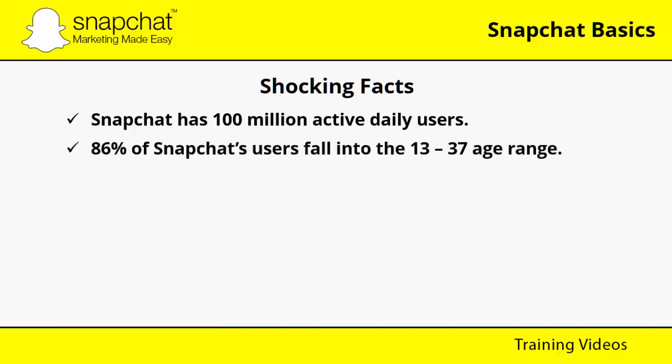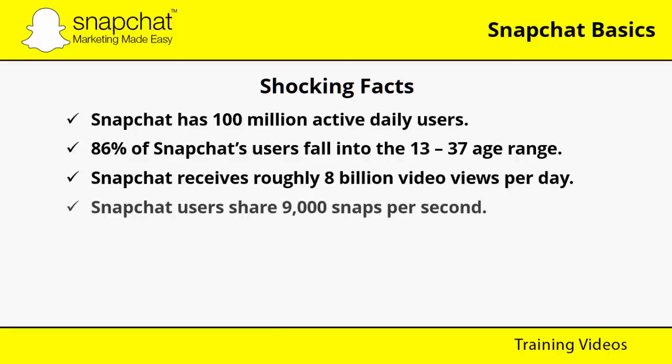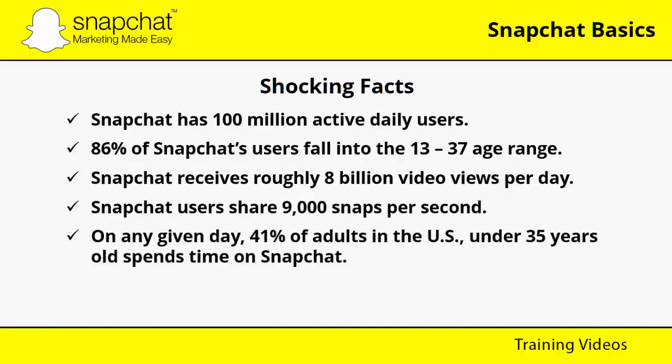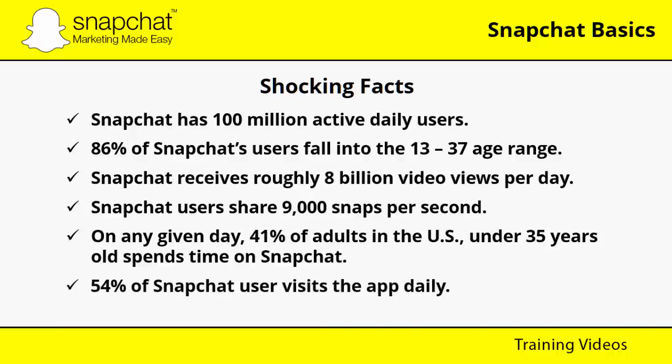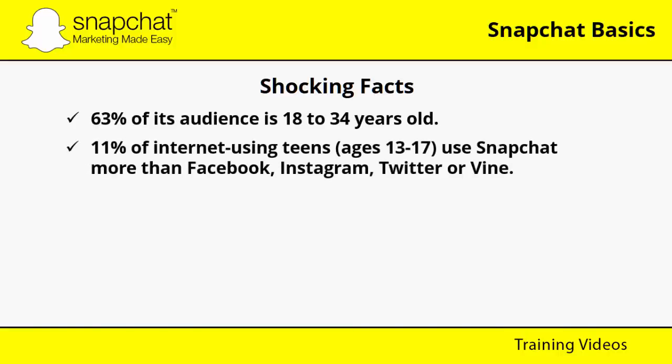86% of Snapchat's users fall in the 13 to 37 age range. Snapchat receives roughly 8 billion video views per day. Snapchat users share 9,000 snaps per second. On any given day, 41% of adults in the U.S. under 35 years old spends time on Snapchat. 54% of Snapchat users visit the app daily. 63% of its audience is 18 to 34 years old. 11% of internet-using teens, ages 13 to 17, use Snapchat more than Facebook, Instagram, Twitter, or Vine.